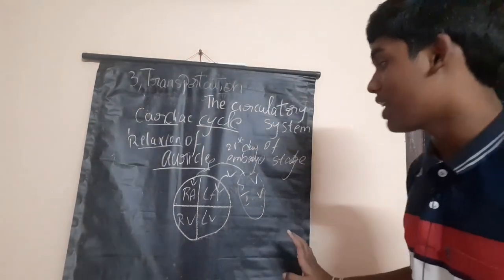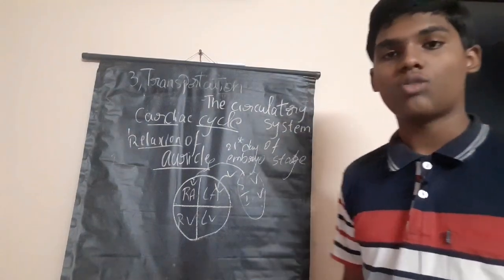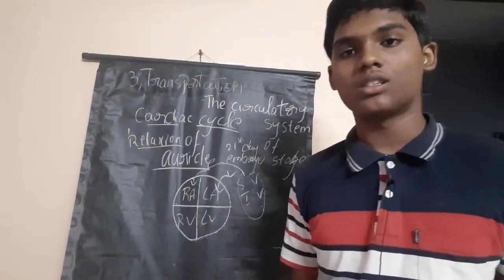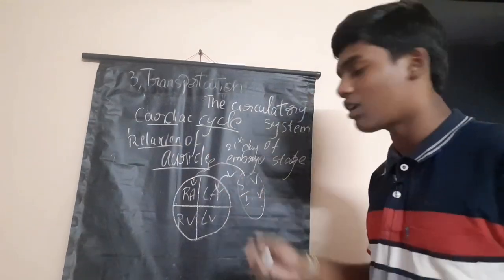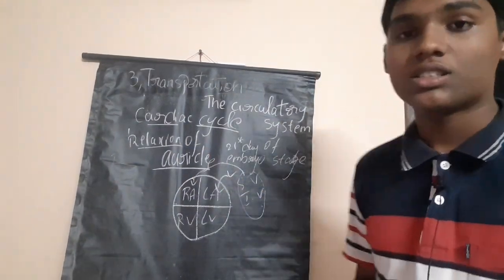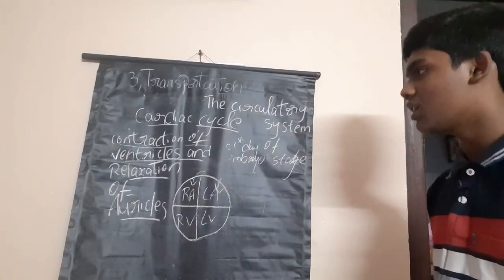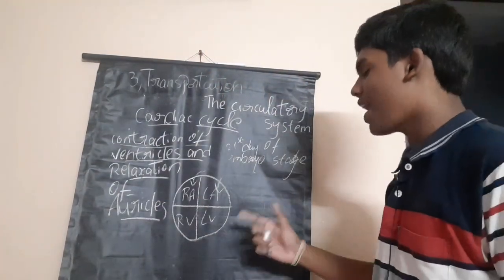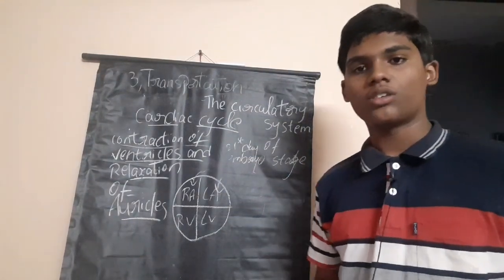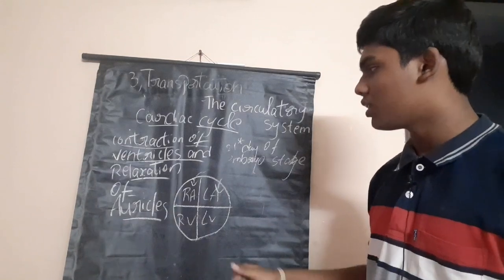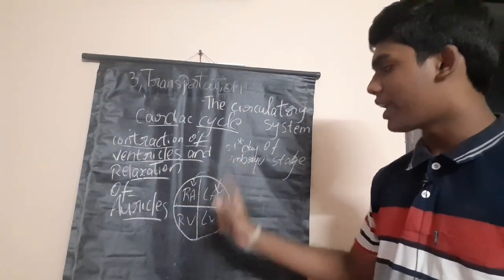This is the contraction of auricles. So we have completed two stages here: relaxation of auricles and contraction of auricles. Let us see the third stage: contraction of ventricles and relaxation of auricles. Right now we discussed relaxation and contraction of auricles, but now contraction of ventricles.